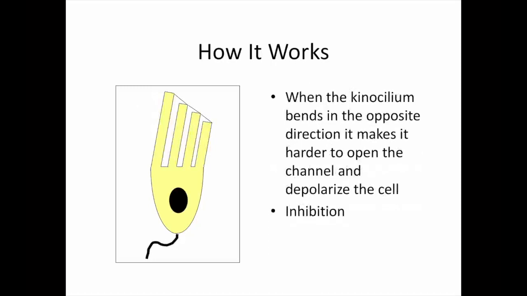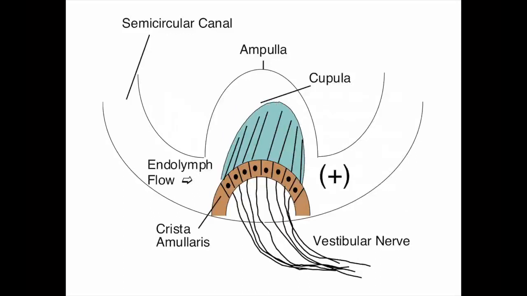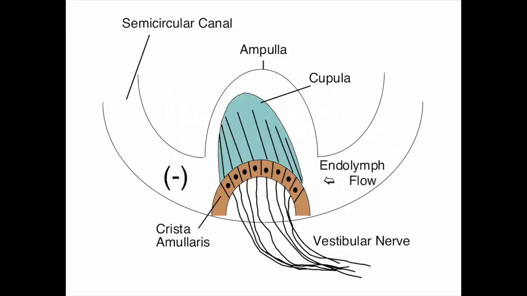Again, when it moves in the opposite direction, it is away from the kinocilium, resulting in an inhibition. This is again another diagram of the crista, the nerve fibers, etc. Again the movement of the kinocilium, and see the direction of the endolymph resulting in the movement of the cilia towards the kinocilium results in a depolarizing signal. Whereas when the endolymph is moving in the opposite direction, it results in the movement of the cilia away from the kinocilium, resulting in the hyperpolarizing signal.